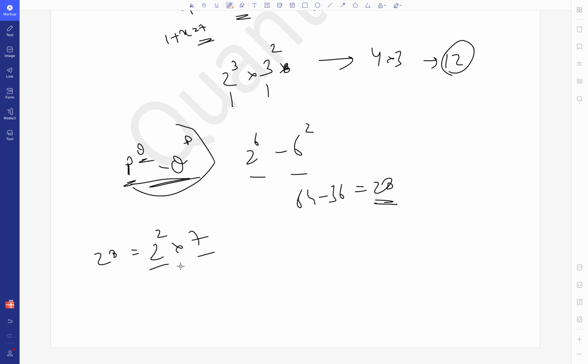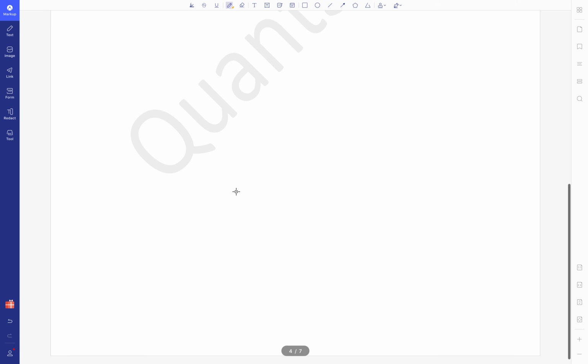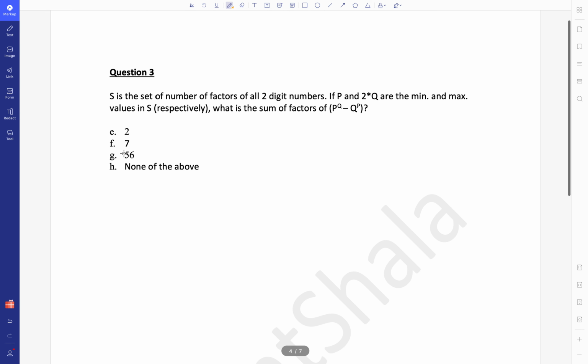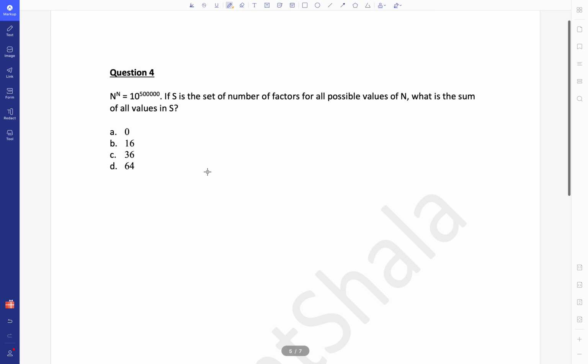In the previous video, we also discussed how to calculate the sum of factors. I'll just use the formula straight away here. So we are adding all the exponent values from 0 to 2 and 0 to 1 in this case. So this gives us 7 multiplied by 8 is equal to 56. What is the answer? Is 56 an option? Yes, 56 is an option. So the answer is 56 in this case.